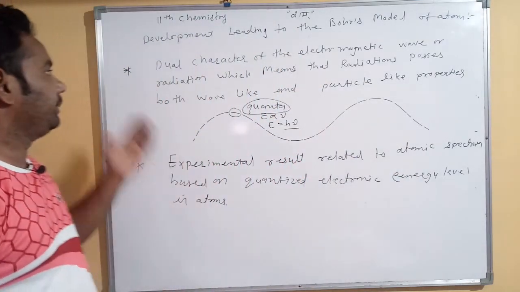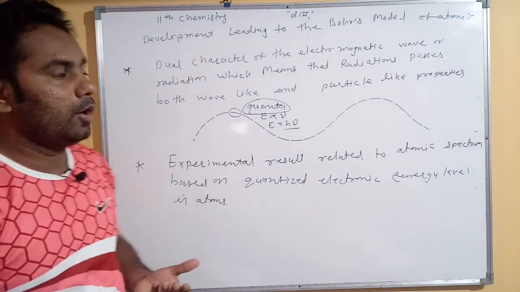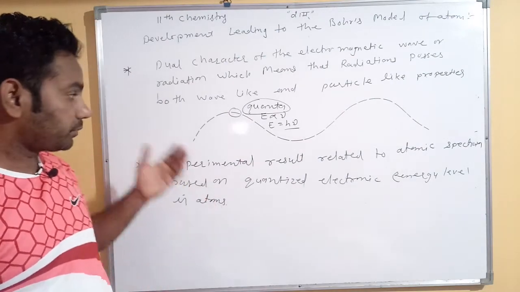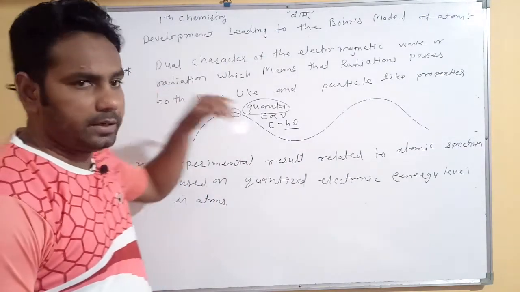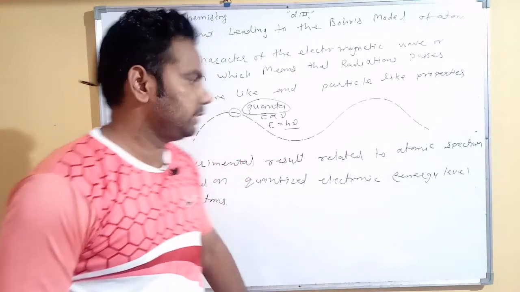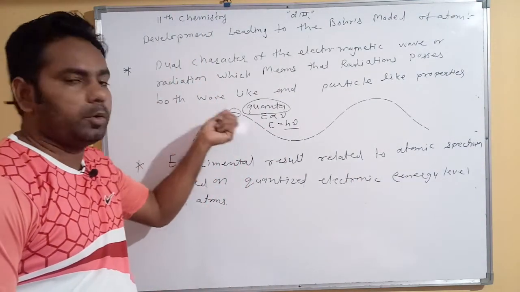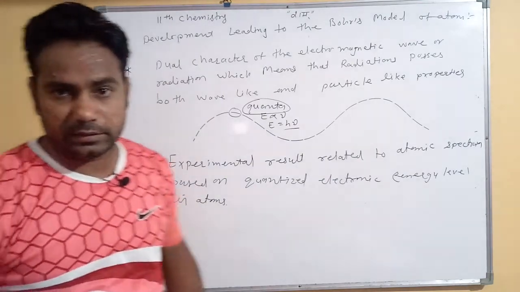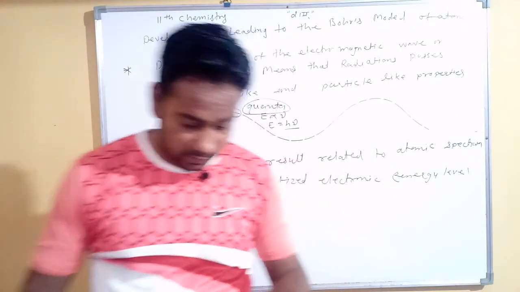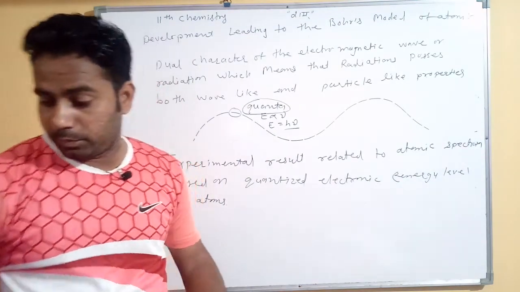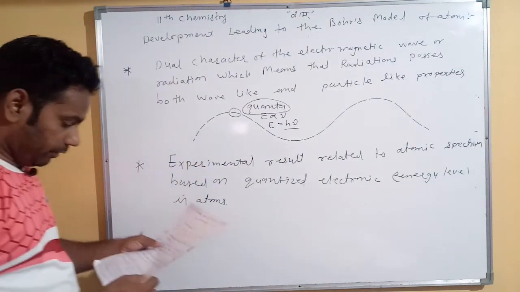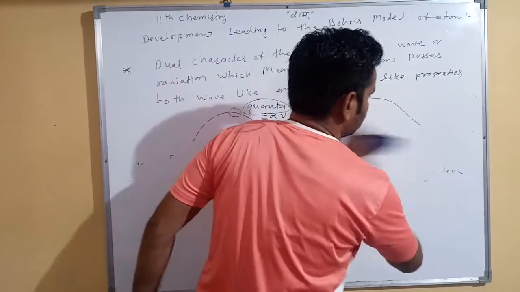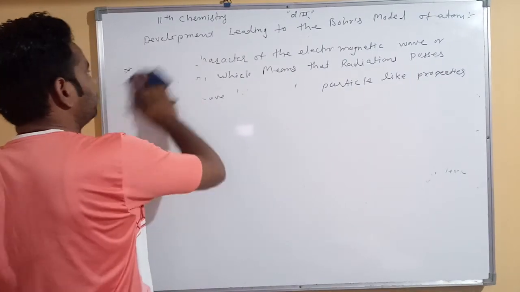So these are the 2 points in this model. One more time we read it: the dual characteristic of electromagnetic waves or radiation means every radiation moves like a wave, and it is made of small particles, which is called the particle-like property. Then we move to our next point, the wave nature of electromagnetic radiation.